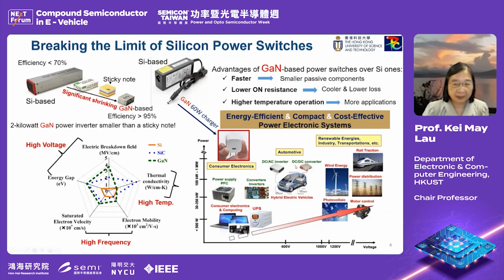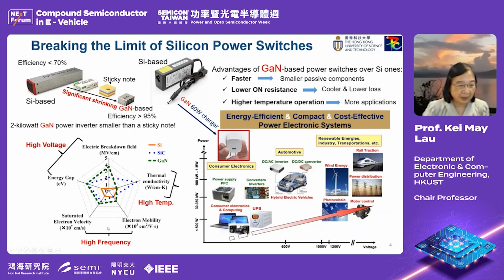So you can get to more applications in addition to the consumer electronics. You can get to automobiles, and you can get to renewable energy and others. And you can see here the voltage that these devices can get to, up to a couple thousand volts.